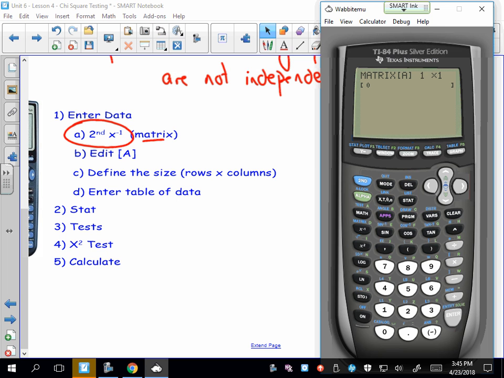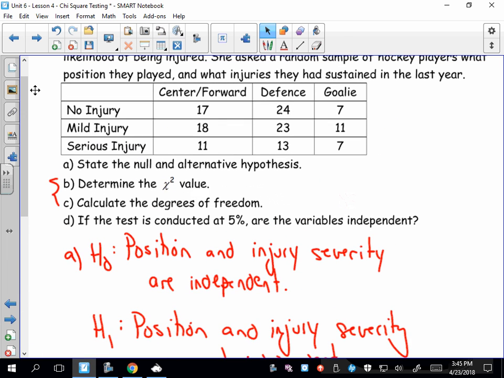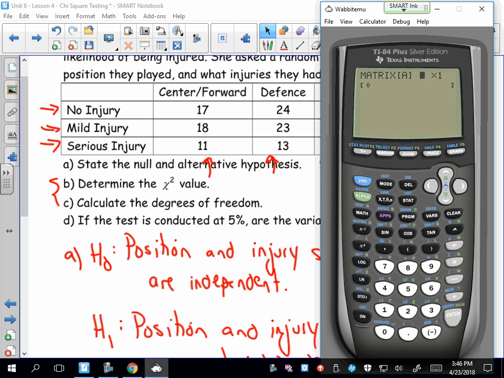I now have to tell the graphing calculator how big is the table of data I want to use. And the order is rows by columns. So if we go up to our question for a second here, we have in this case 3 rows, so 1, 2, 3, and 3 columns. If it wasn't 3 by 3 and it was a different pattern, and you messed it up, it's not really a big deal. You can just always go back up to it and say, oh, it's supposed to be 3 by 4, or whatever it happens to be.